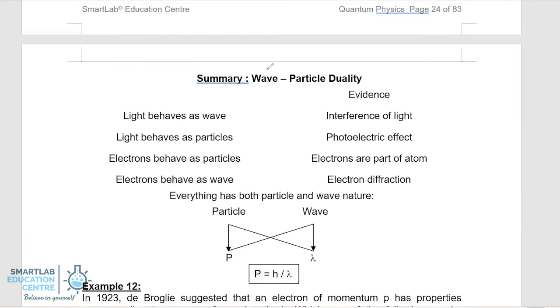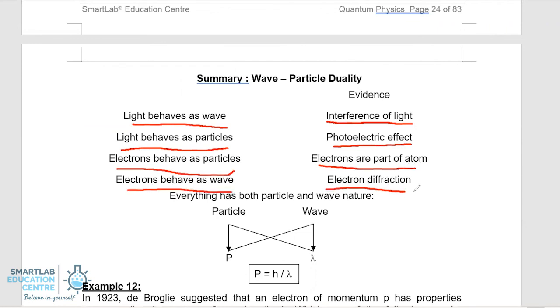This is a summary of the wave-particle duality. Light behaves as a wave. We can have interference of light, meaning we can have superposition, constructive and destructive interference. Light behaves as particles. That is clearly demonstrated in the photoelectric effect. Electrons behave as particles. Electrons are part of atoms. And electrons behave as waves, and that could be observed in the electron diffraction that we just discussed.